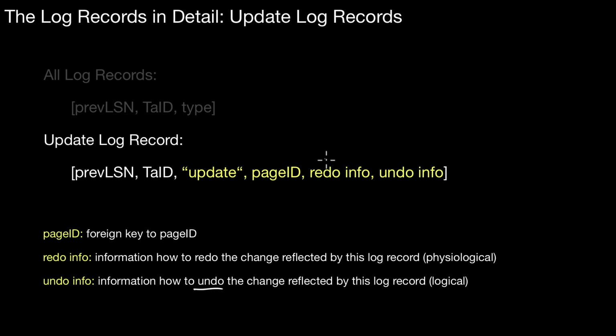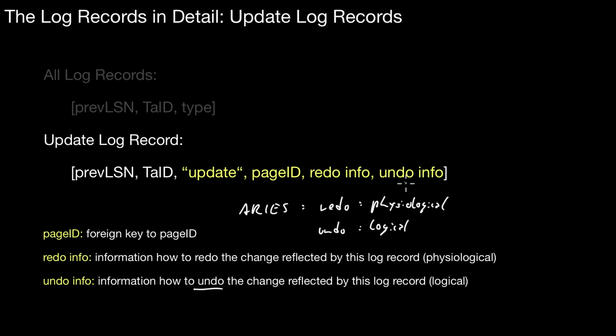What ARIES actually does here, which makes things pretty complicated but is a pretty clever idea, is that redo is physiological and the undo is logical. So actually you could say the page ID is only with respect to the redo information. For physiological logging you need this page. Undo, however, is on a higher level.